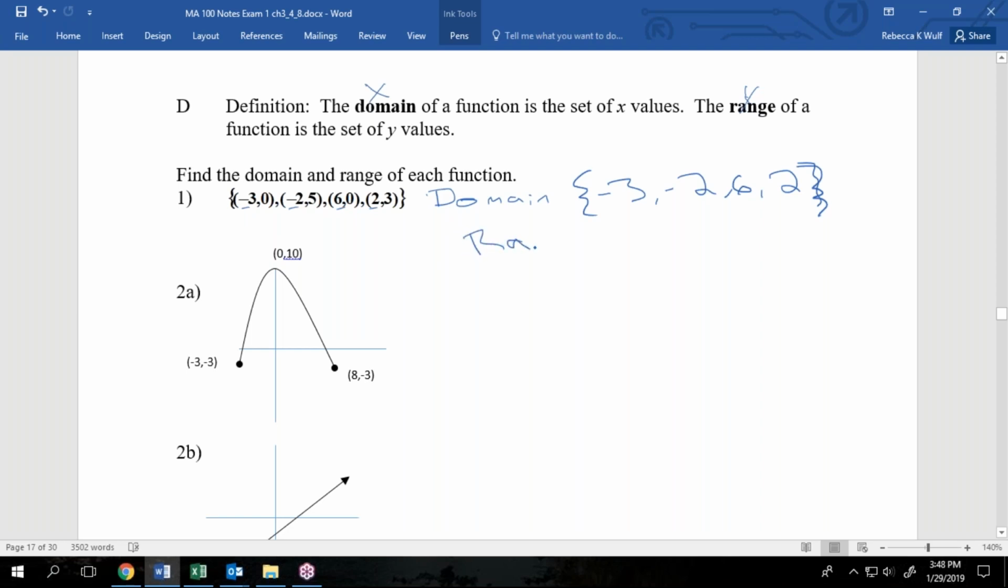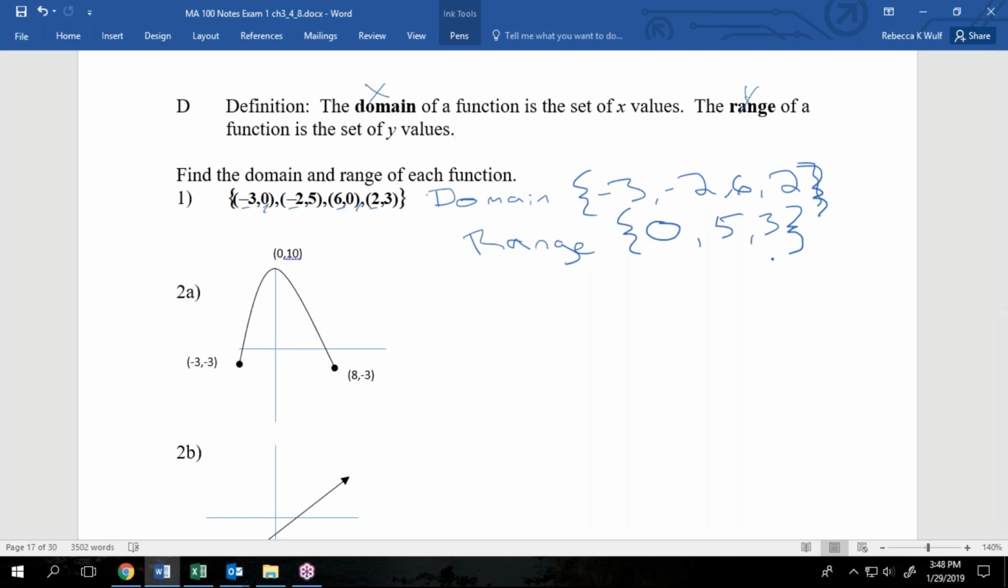And my range is going to be a list of the y values for this function. Now, the y values repeat, which remember is okay, it can still be a function, but since the 0 repeats, I only need to list the 0 once in the set. It doesn't make sense to list it more than once. So 0, 5, and 3, and again, you can put them in order if you want to, but this is perfectly fine. 0, 5, and 3, that's all my possible y values for this function.